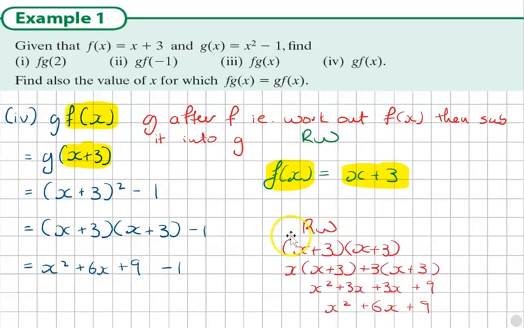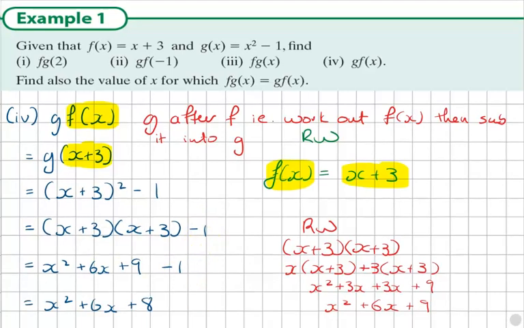I'm going to do rough work over here at the side just to save space. So we've x plus 3 times x plus 3 will give us x squared plus 6x plus 9. So that's where that came from. And then we're just going to bring down the minus 1. Don't forget your minus 1. And then simplifying, we get x squared plus 6x plus 8. So g after f of x is x squared plus 6x plus 8.